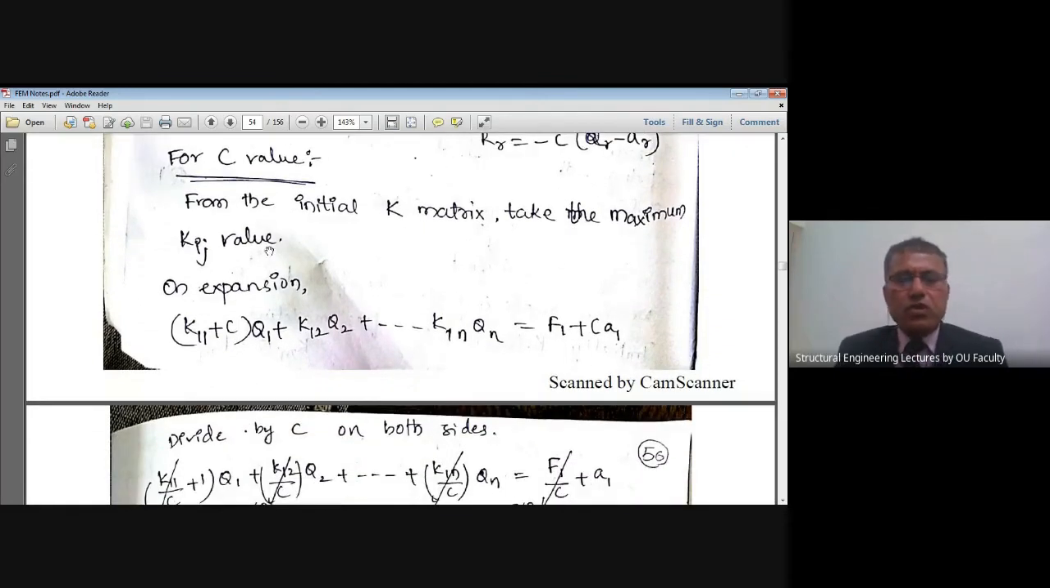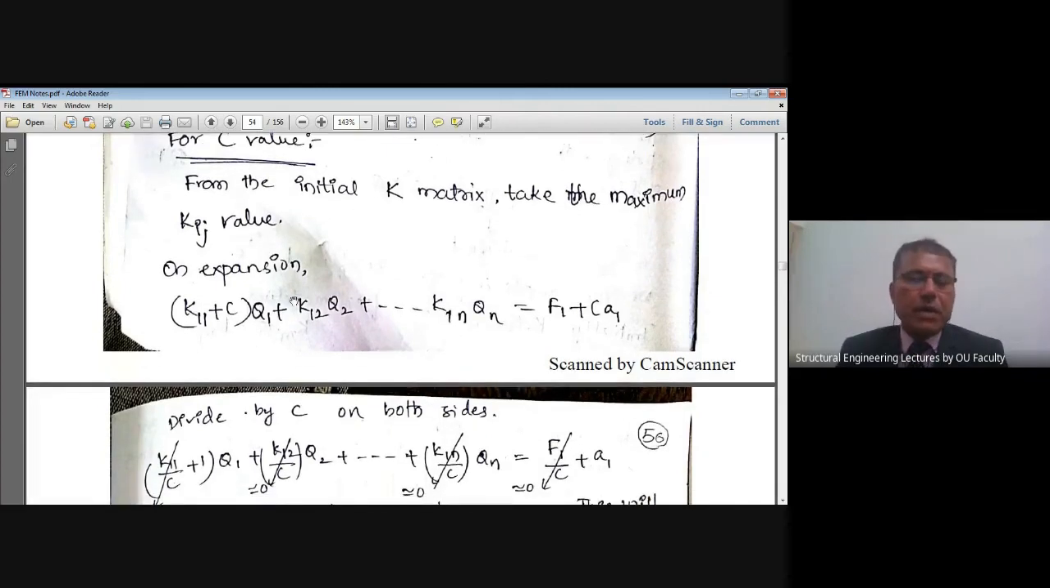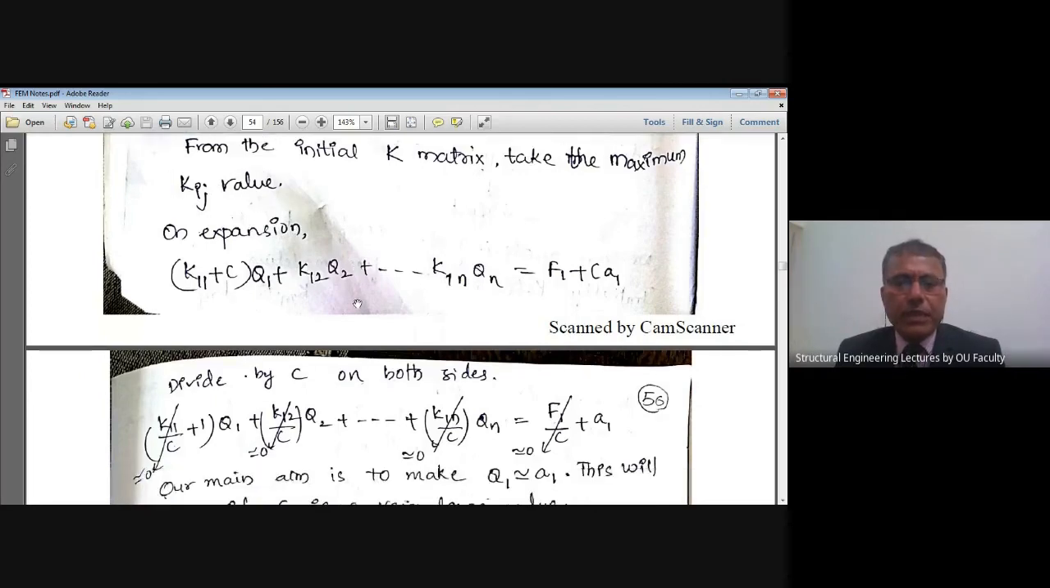Then what should be the value of C, right? Now in the initial K matrix, what is the maximum Kij value there? You take that value, Kij, you take that value.